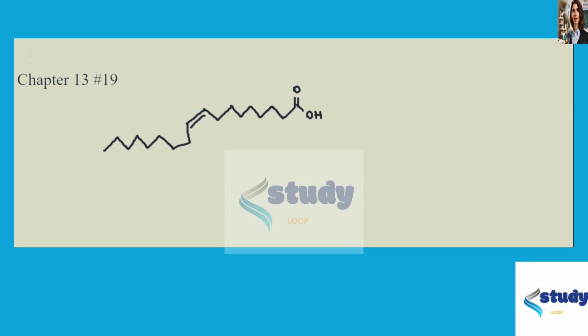This is the answer to Chapter 13, problem number 19 from the Smith Organic Chemistry textbook. This problem asks us to consider oleic acid, which is a common unsaturated fatty acid. And we're asked what are the major IR absorptions in the functional group region for oleic acid.